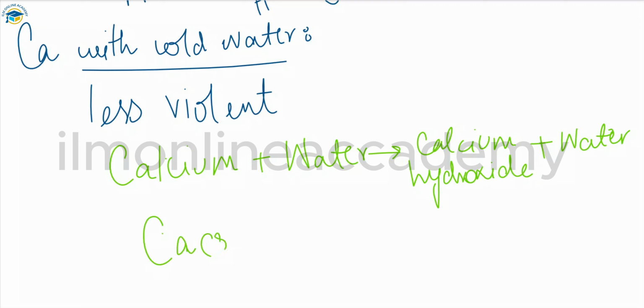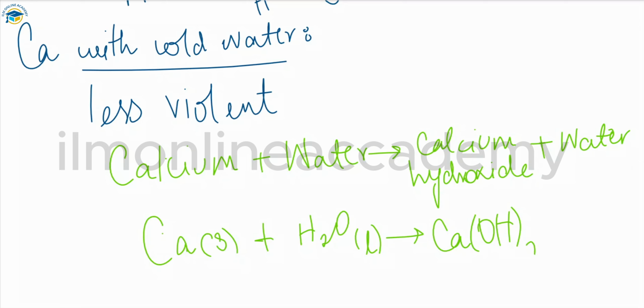We have calcium that is present in the solid state, plus water that is present in the liquid state. Most of the metals are solid, not all, most. When we add the calcium to the liquid water, we have calcium hydroxide, also known as slaked lime, plus hydrogen gas that is released. When the bubbles are produced, this is an indication that the reaction has gone to completion. So this is how the highly reactive metals of our reactivity series react with cold water.